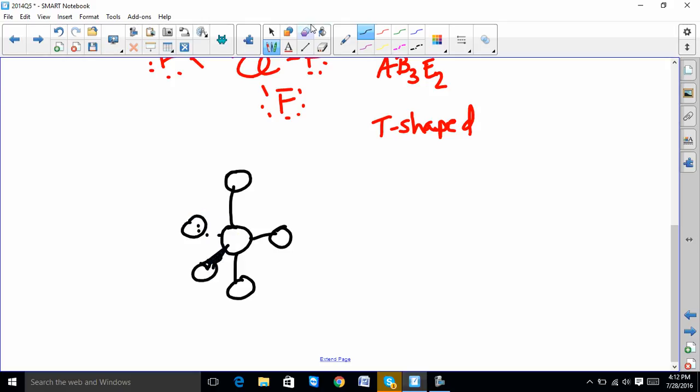But then when you empty 2, and I always just empty these 2 for this shape, you can see the letter T. It's T-shaped. Because what you see when you do X-ray diffraction is you see the atoms, and they're in the letter T. But that one just says, draw the electron dot diagram.